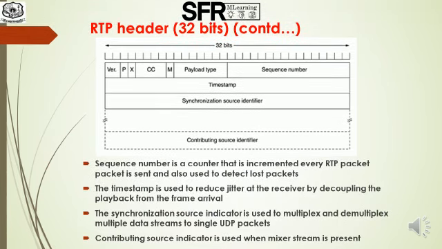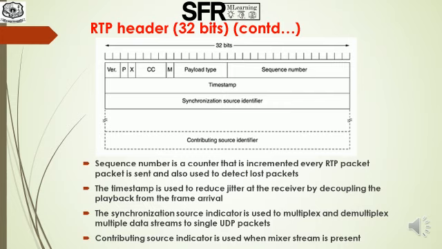Sequence number, we all know that it is a counter. It is incremented for every RTP packet that is sent. It is also used to detect lost packets. And then the timestamp field is used to reduce the jitter. Jitter means audio and video are not coinciding. So audio is in a separate line and video is in a separate line, so there is no coincidence between audio and video. That is called jitter. In order to reduce that jitter, the timestamp field is used at the receiver by decoupling the playback from the frame arrival.